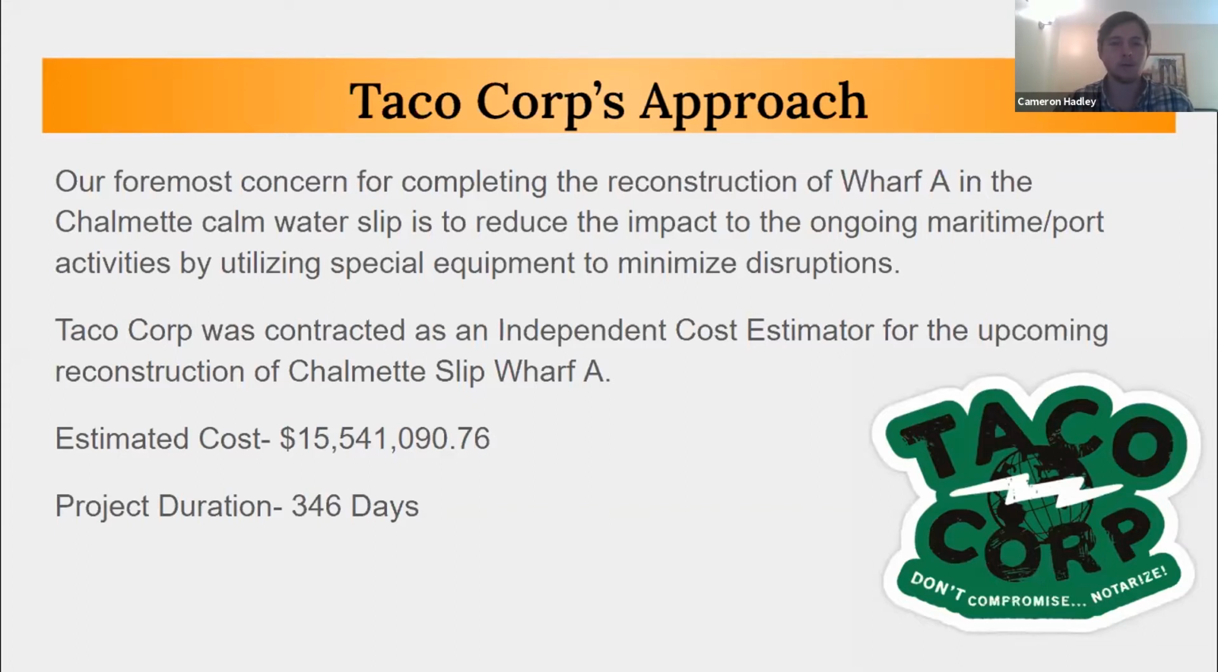Taco Corp was contracted as an independent cost estimator for the upcoming reconstruction of Chalmette Slip Wharf A. The estimated cost was $15,541,090.76, and the project duration would be 346 days.